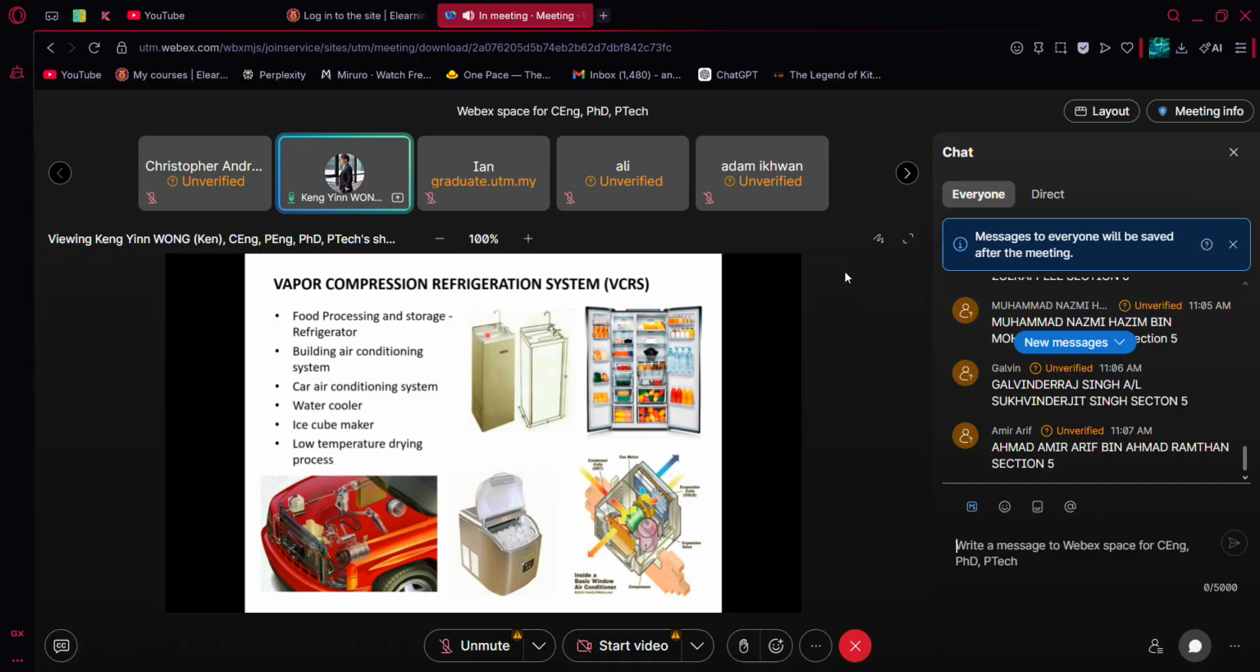Especially the one that you turn, the red tap is hot water, the blue tap is cold water. Inside there is a VCRS so that it can serve the cold water to you. Okay, so this is the water dispenser, and then you have your refrigerator. I think most of you at home have one unit. This also runs on VCRS, and inside your car there is one too, to keep your car compartment, your passenger seat, cool. Inside here there is also a refrigeration system. So these are the applications of the VCRS.